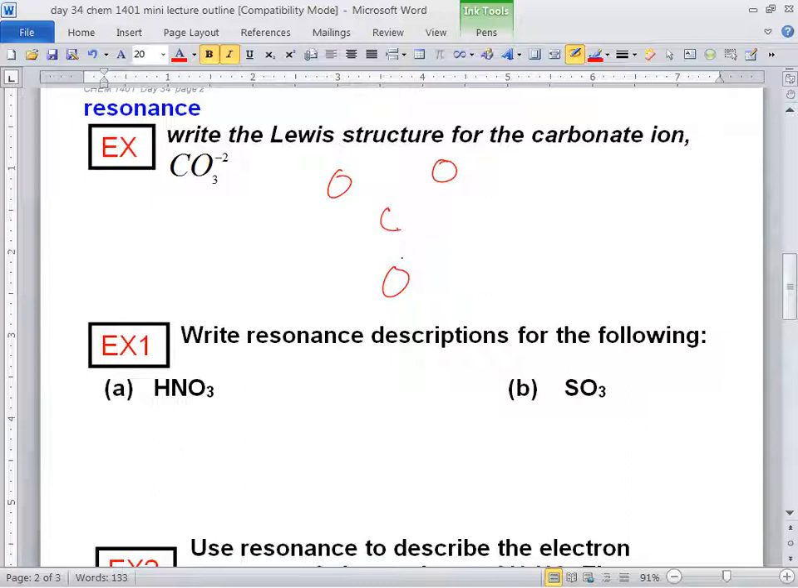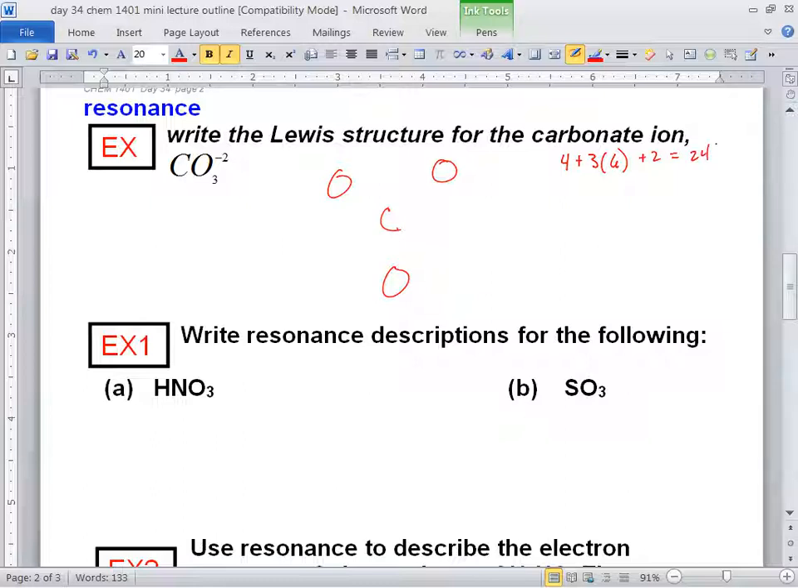Then we need to count up the number of valence electrons. Megan, how many valence electrons does carbon have? 4. And then I've got 3 oxygens, so 3 times 6. And then I've got a -2 charge. Lorena, what's the trick to do that? Add 2, because I've got 2 extra. So 18, 24.